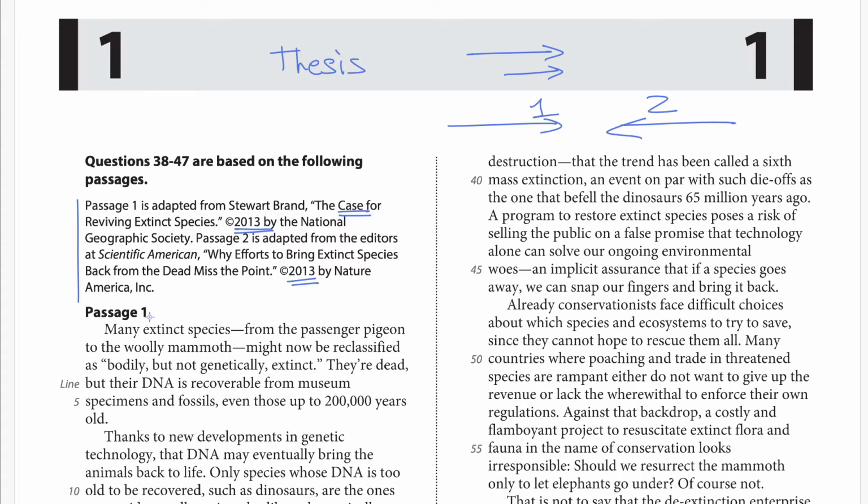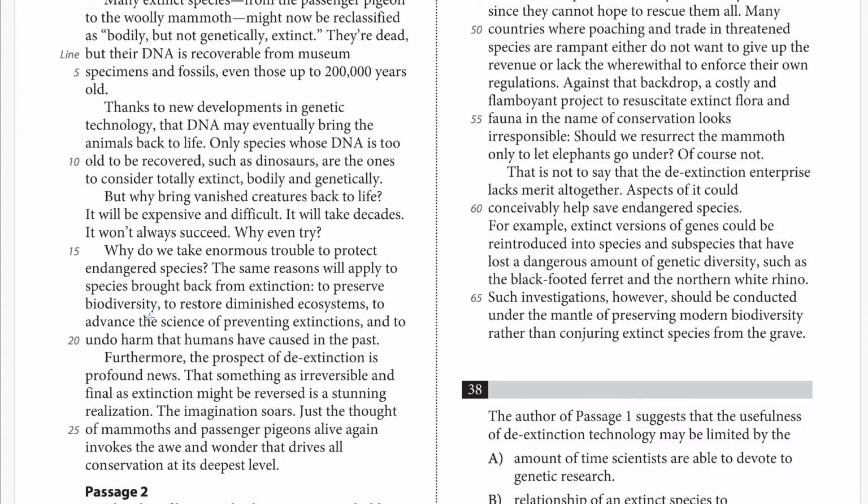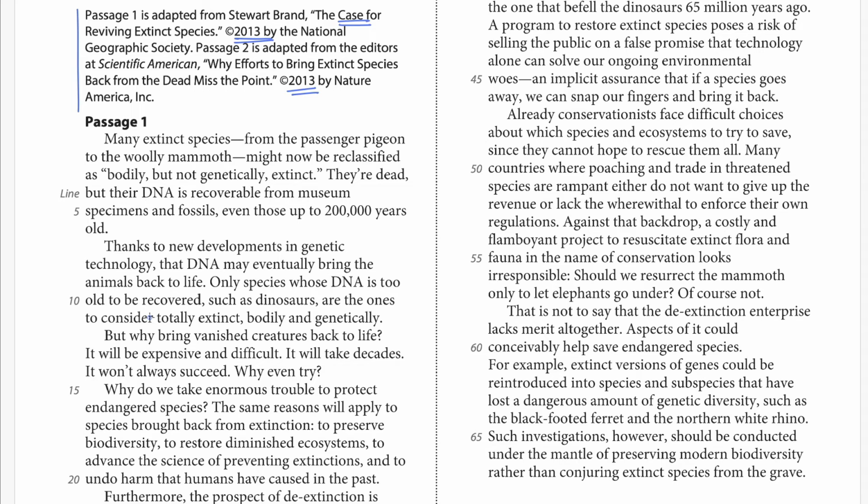Remember, when reading the passage, you want to first break passage number one into two parts. So why don't we just cut it over here. Okay, we're going to cut it at this place, and we're just going to read this real quick. So many extinct species, from the passenger pigeon to the woolly mammoth, might now be reclassified as bodily but not genetically extinct. Okay, so they're extinct in some way. What is bodily versus genetically? We'll talk about it now. So they're dead, but their DNA is recoverable from museum specimens, even those from 200,000 years ago.